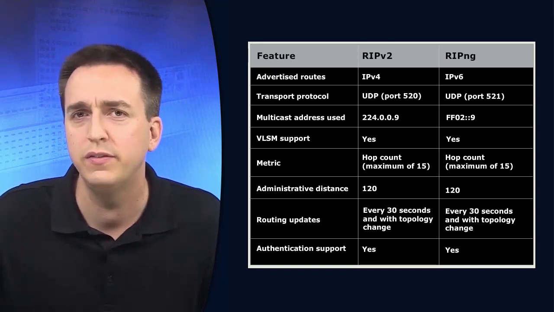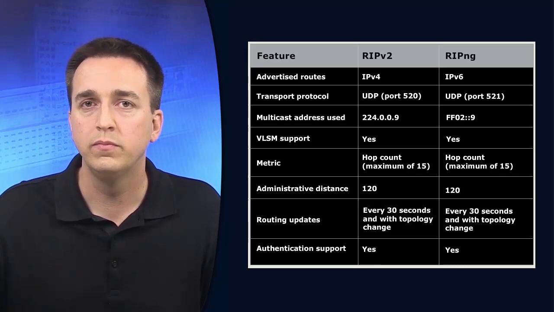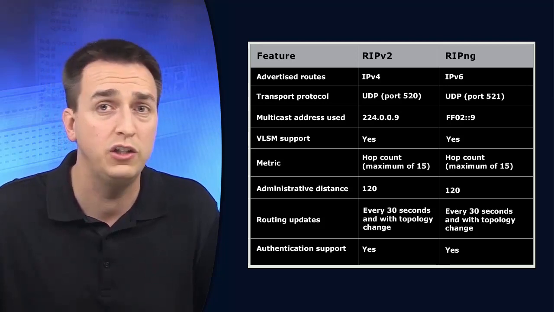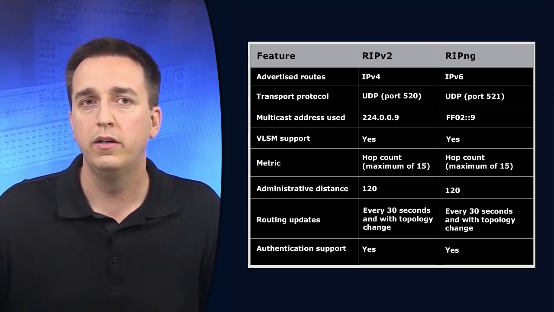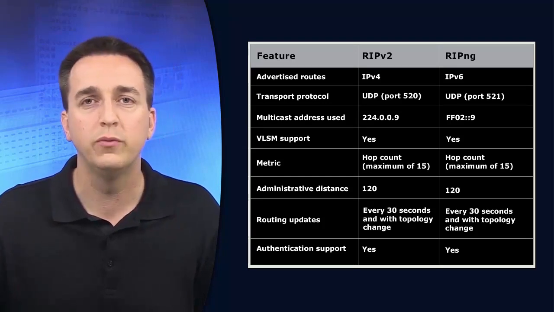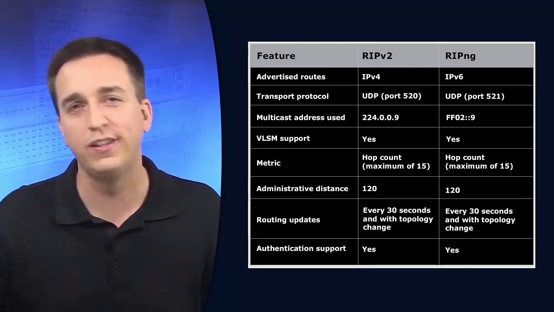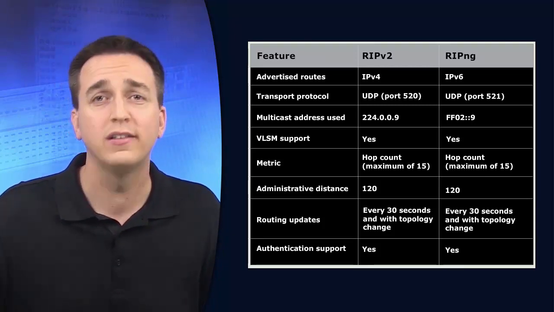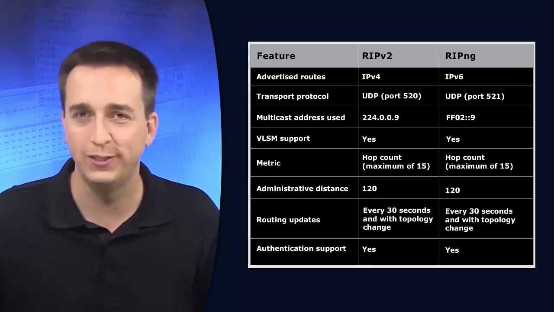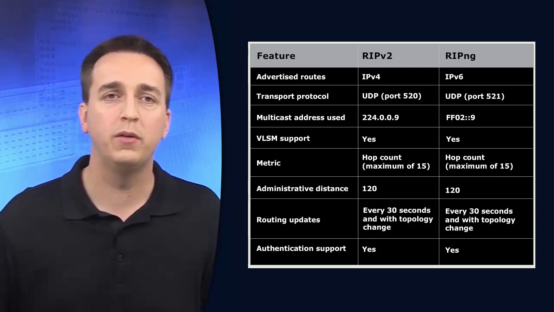What's the administrative distance of EIGRP? It's 90. OSPF, 110. And that's regardless of whether it's EIGRP for IPv4 or IPv6 or OSPF v2 or v3. Those are their administrative distances. Likewise here. It's 120, regardless of whether it's for IPv6 or IPv4. Routing updates, still every 30 seconds. That hasn't changed. So we constantly bug our neighbors every 30 seconds to tell them, this is what I know. This is what I know. And if there is a topology change because of triggered updates, we'll let them know right away.